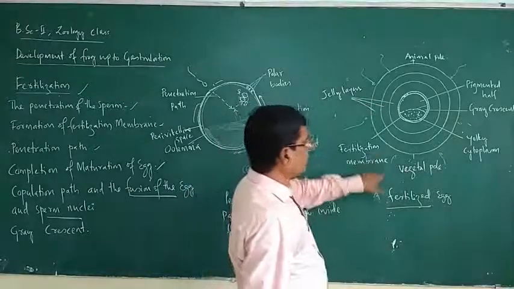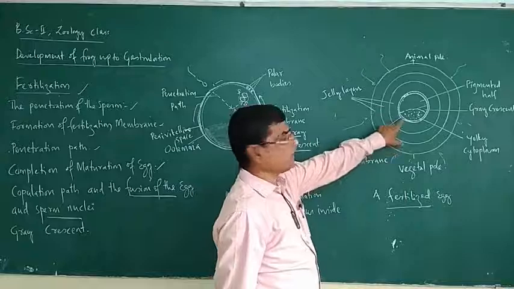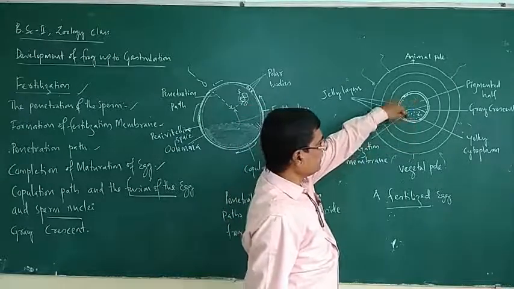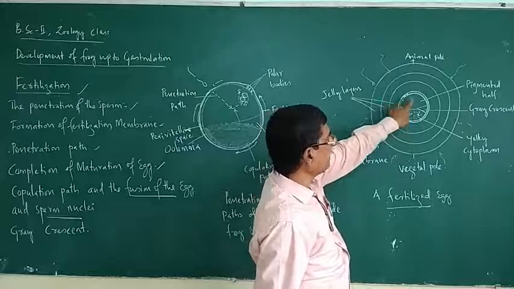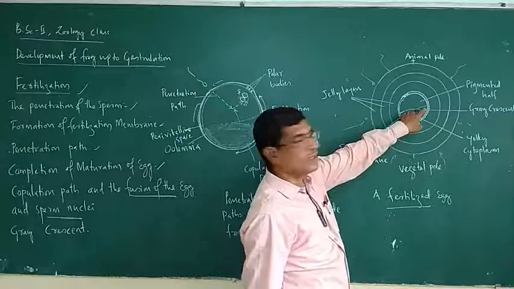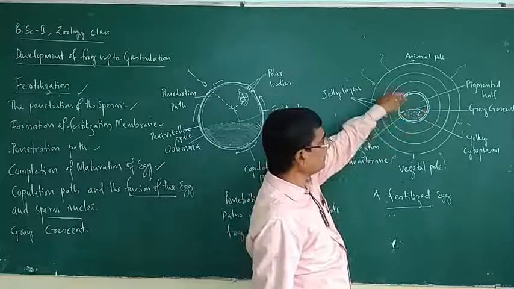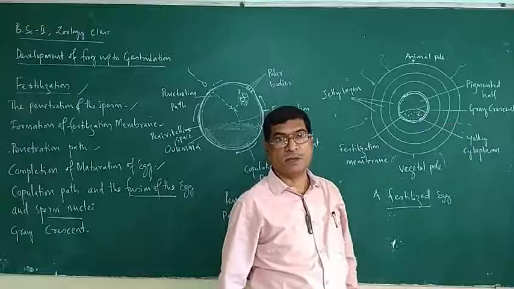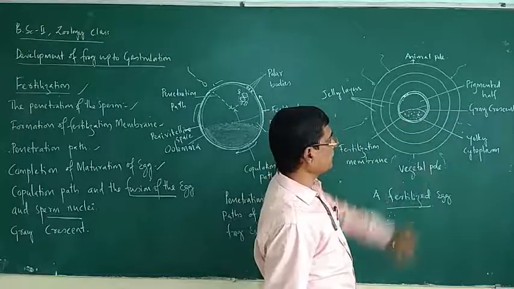So this is the fertilized egg. After fertilization, the egg is formed like this. This is the vegetal pole, animal pole, vegetal hemisphere, animal hemisphere. These are polar bodies, and this is the grey crescent. The grey crescent is developed opposite to the point of sperm penetration. Okay.